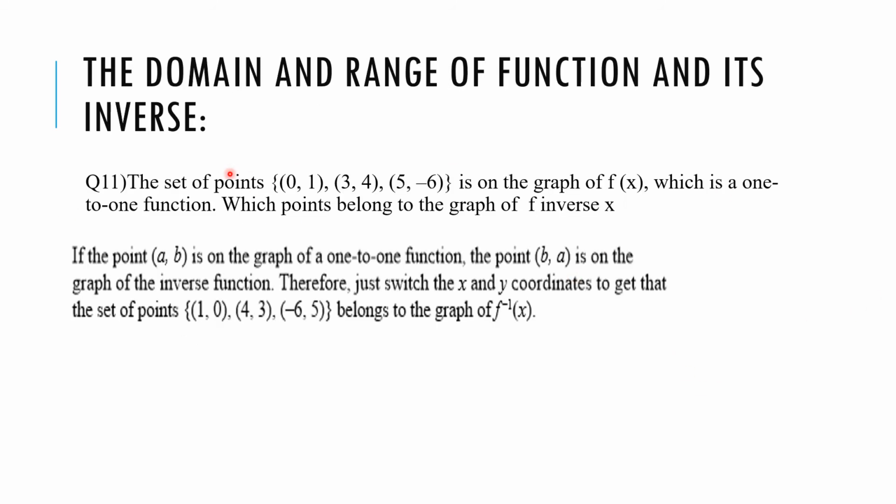Let's move on. The domain and range of a function and its inverse. The set of points (0, 1), (3, 4), (5, minus 6) is on the graph of f(x), which is a 1-to-1 function. Which points belong to the graph of f inverse x? If the point (a, b) is on the graph of a 1-to-1 function, the point (b, a) is on the graph of the inverse function. Therefore, just switch the x and the y coordinates to get that set of points. So (1, 0), (4, 3), (minus 6, 5) belong to the graph of f inverse x.